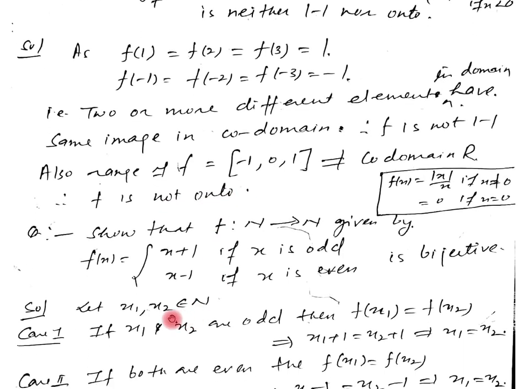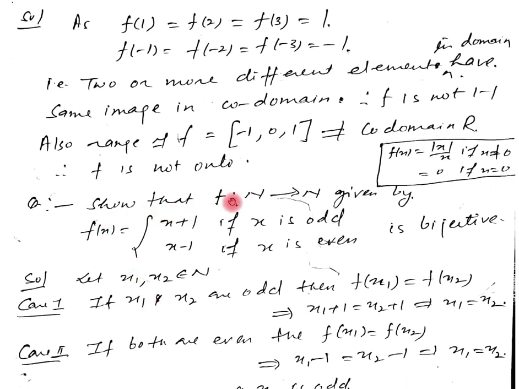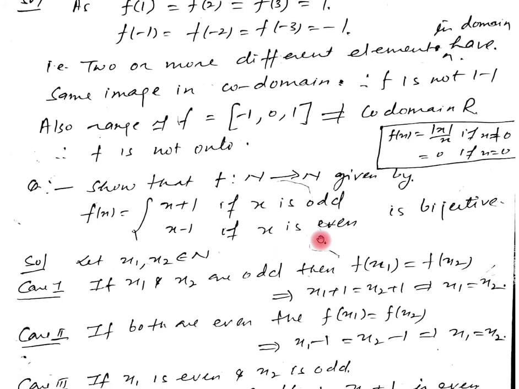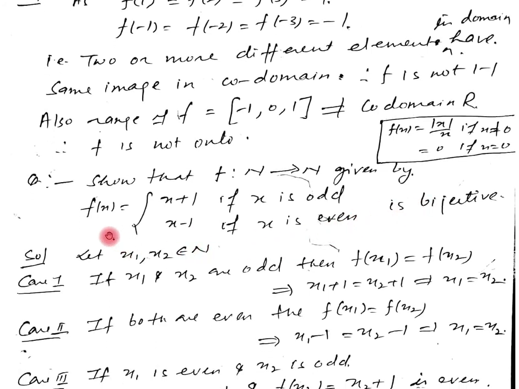Now let us see another question. Show that the function from N to N given by this is a bijective function. The function is like this: f(x) = x plus 1 if x is odd, and it is equal to x minus 1 if x is even. We have to prove that it is a bijective function.